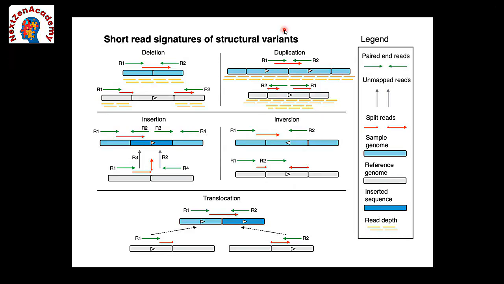The forward strand in green is called the paired end. The red one, three strands, is duplication.